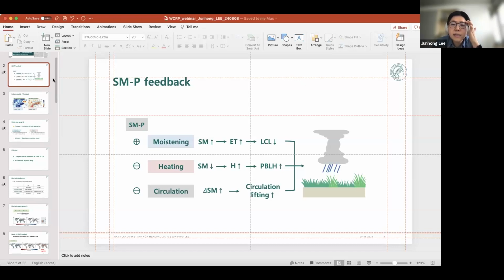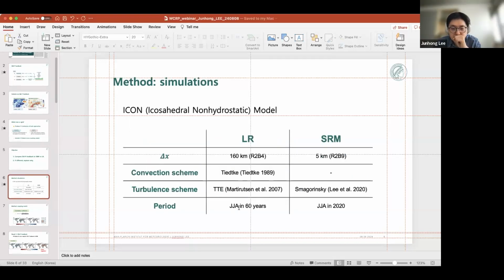But did I answer Liliana's question? Yeah, no. How many years did you use in your analysis? Oh, okay. I think you mentioned that, right? Yeah, for the low resolution, I used 60 years, and for the storm-resolving simulation, I used 1 year. But afterward, I published a paper where I analyzed 5 years and more. They still show negative results, so the result is consistent. Oh, okay. So later on, you have 5 years of JJA, you mean? Okay, cool. Thank you.